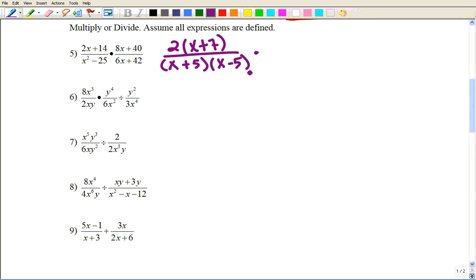Then we'll have times. The 8x plus 40 has the greatest common factor of 8, so then I'll take that out and I'll have x plus 5. Over, my denominator has the greatest common factor of 6, so I take that out and I'll have x plus 7.